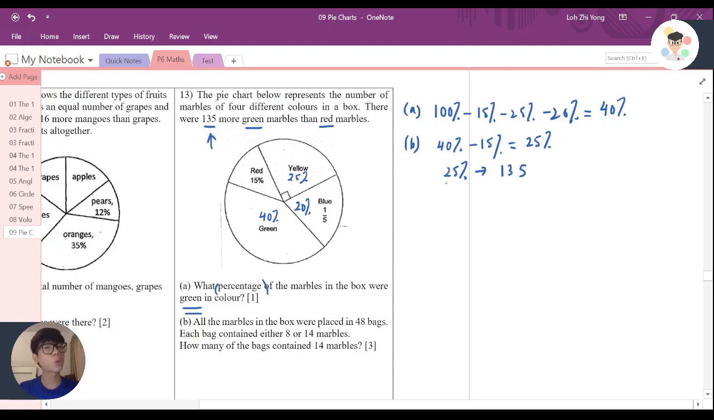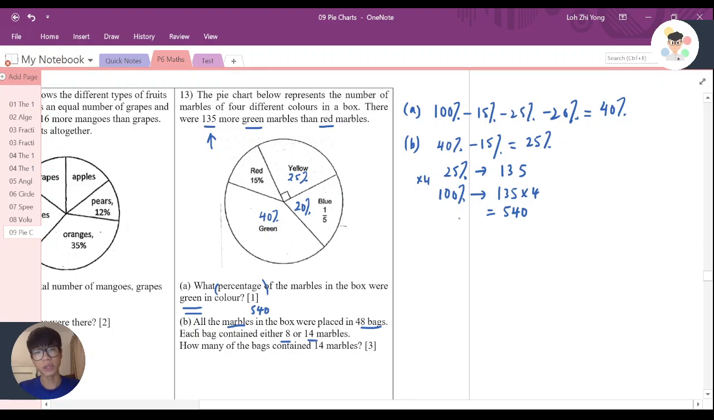So if I want to find the total number of marbles, which is 100%, I need to times 4. Because 25 times 4 is equal to 100%. So 135 times 4 is equal to 540. Okay, so now this 540 marbles is being placed into 48 bags. There's either 8 or 14 marbles.